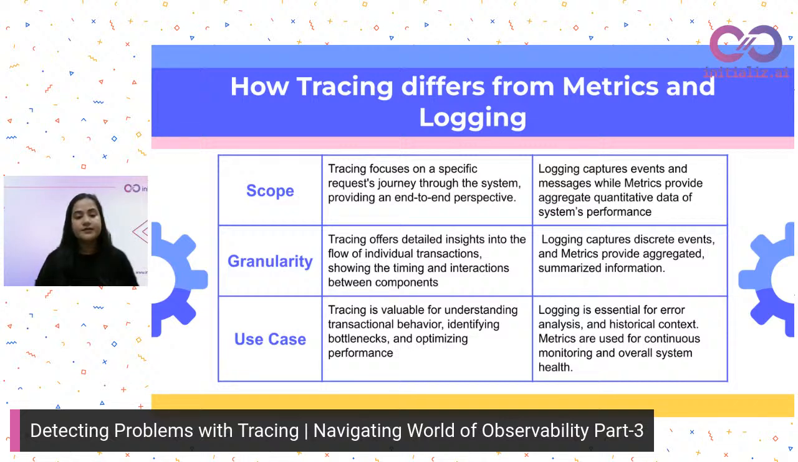Whereas talking about metrics, they are used for continuous monitoring, trend analysis, and overall system health. So it is more like a middle approach. If you talk about a comprehensive observability strategy, these practices are often used together to provide a holistic understanding, which is why we say these are the three pillars of observability.